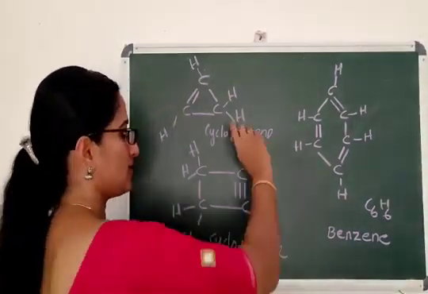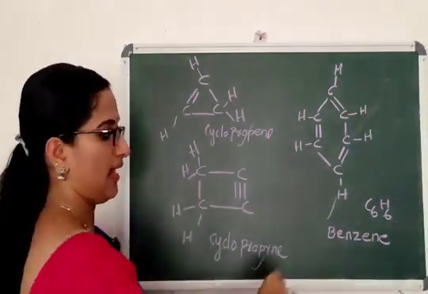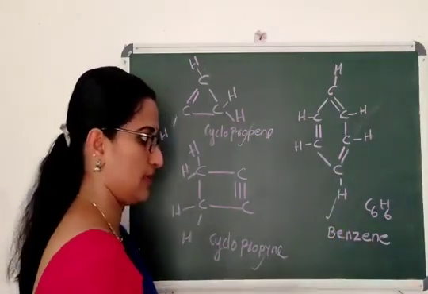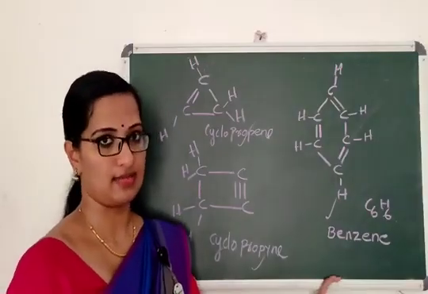Okay? And these three are examples of unsaturated hydrocarbons. And benzene is the best example which is there in your syllabus. The properties of benzene and all you will study in the higher classes. Okay?